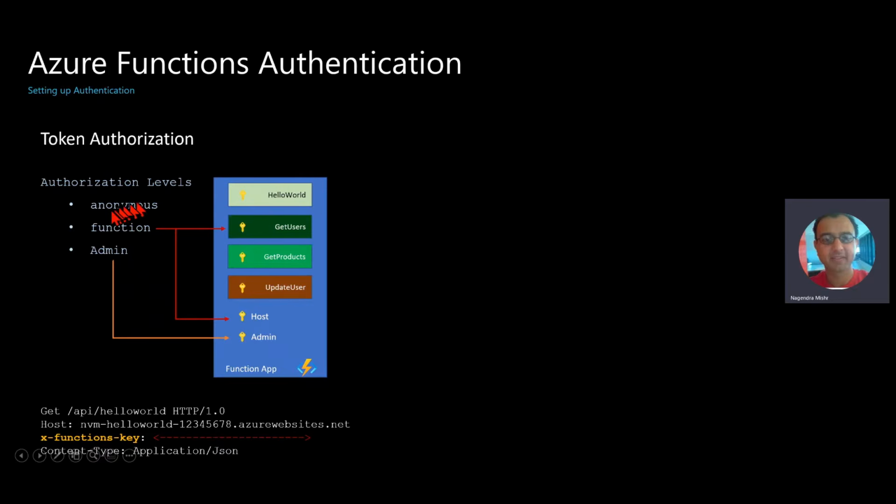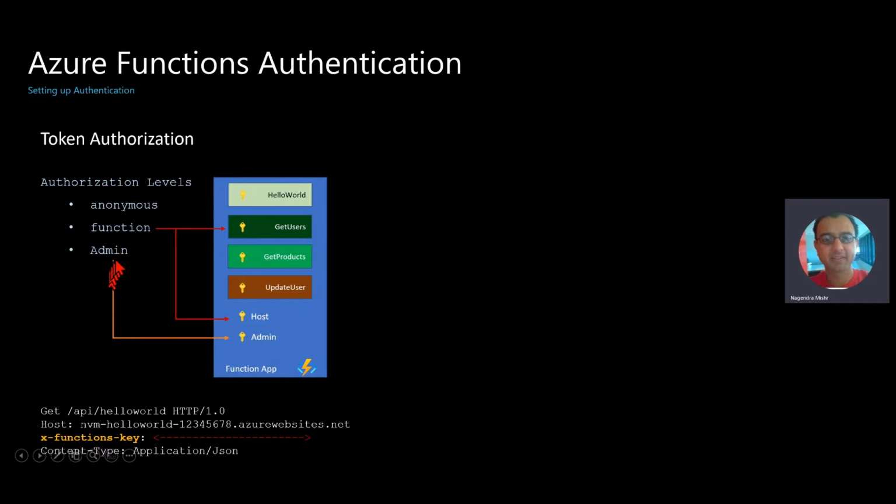Each function itself can be set up to allow anonymous access, function level access, or admin level access. And what that means is which token the function is going to look at. So in this example, I have four functions: hello world, get users, get products, and update user. They each have their own token, and these are called function tokens. And at the function app level, there's actually two: a host token and an admin token.